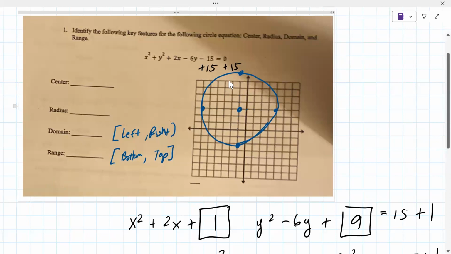What happens if I were to write it as right to left or top to bottom? Would that be wrong, or does it have to just be this way? Yeah, it has to be this way. Okay, so then go ahead and give that a try, writing the coordinates.